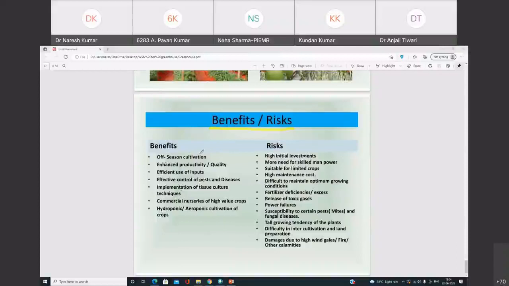The benefits of using greenhouse, basically. So the benefits are off-season cultivation is possible using the greenhouses, and it can enhance the yield and the productivity and the quality of the crop, and it can provide efficient use of the inputs, and effective control of pests and disease. That is one of the important aspects, that excessive pesticide is not required, and if some disease is there, that can be controlled. And the implementation of tissue culture techniques can also be utilized, and commercial nurseries of high value crops.